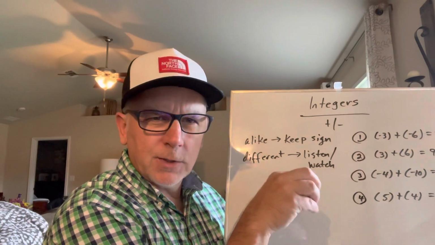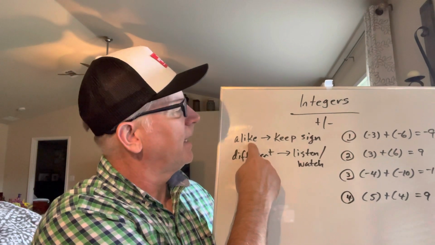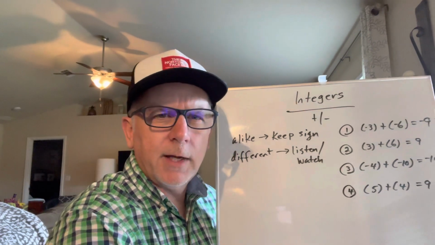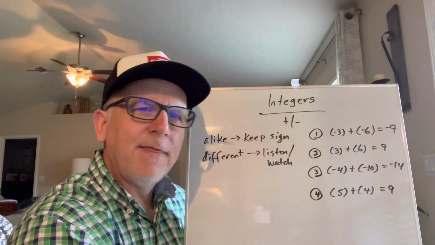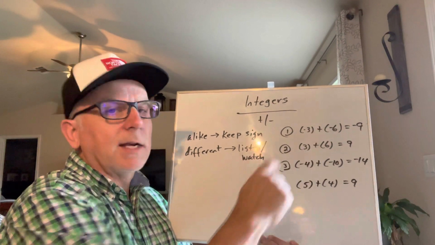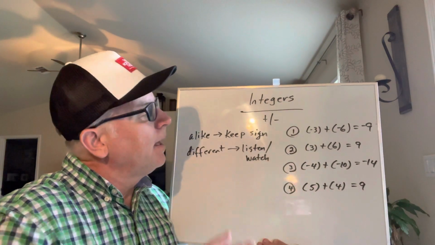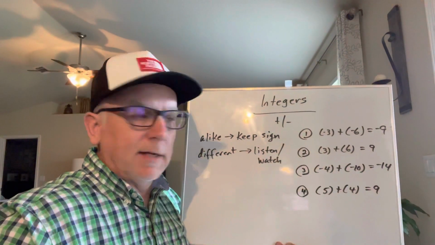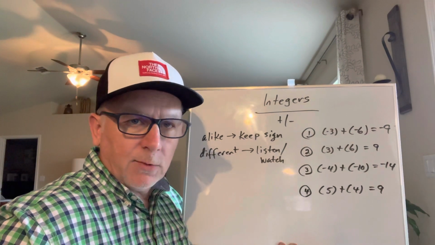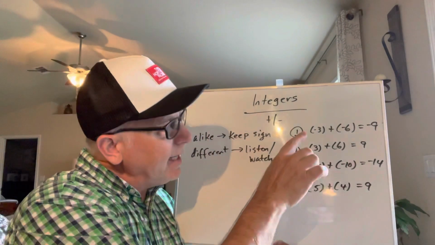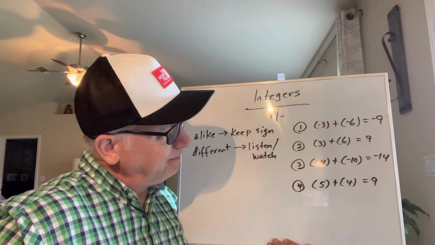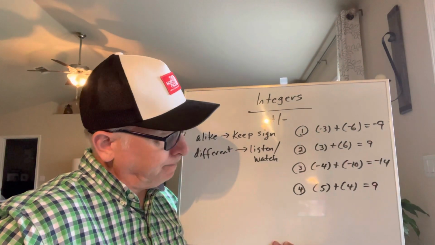Now the first rule is very simple. If the signs are alike, you're just going to keep that same sign. In other words, you're going to do the addition and then just keep that sign. So for example, up here, number one, notice that we have -3 plus -6. Those numbers are both negative, so those signs are alike. So we're just going to add 3 and 6. 3 plus 6 is 9, and then we're going to keep the same sign that's in the problem, negative. So the final answer is negative.